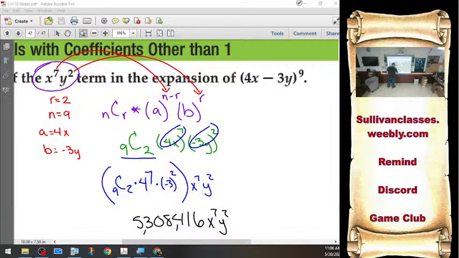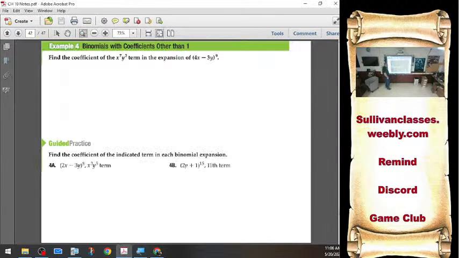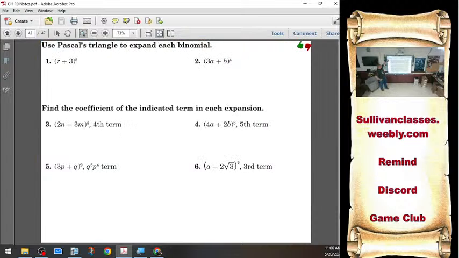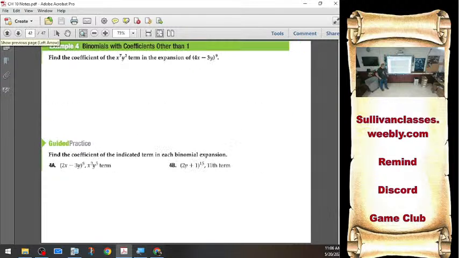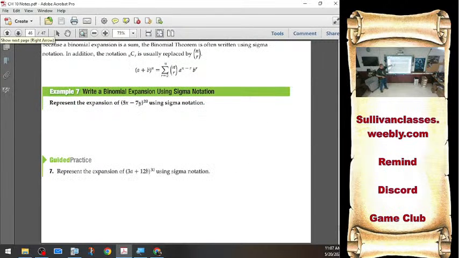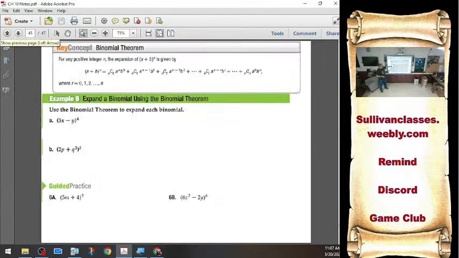So, it is just a formula. That's it. It's just a formula that helps you find a specific term. Now, what we need to be careful about is, I'm not even going to bother with these. We're just kind of ripping through them here. What they're going to want us to do eventually, and I think it's the very last example, is writing the binomial using the binomial theorem.